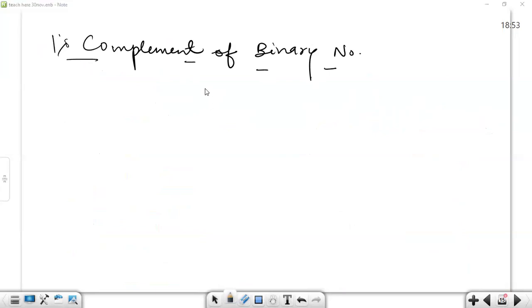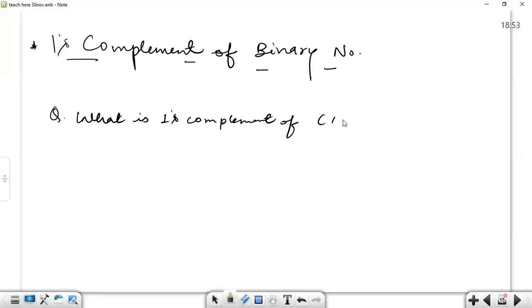Okay. So there's a single very short concept which is asked in PYQs, which has been asked by the UPSC. In this, the question will be like, what is the first or primary complement of this binary number? Okay. Question will be like this.